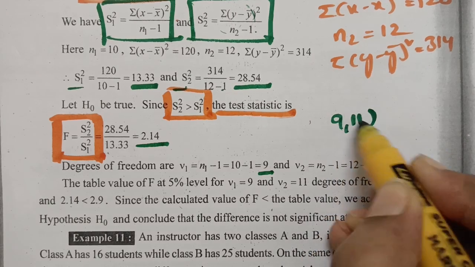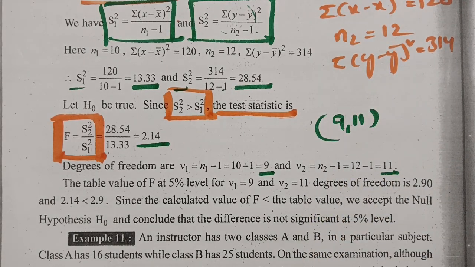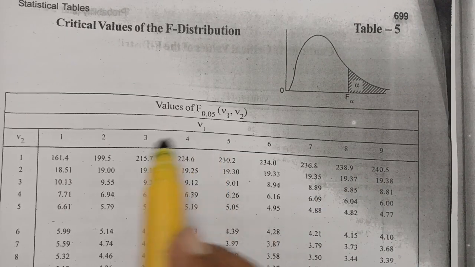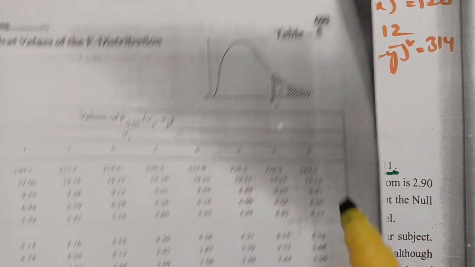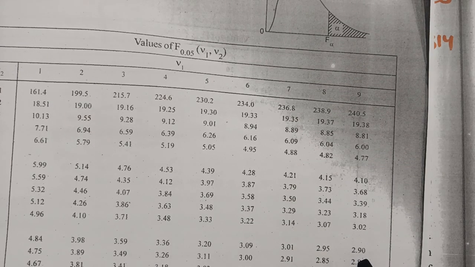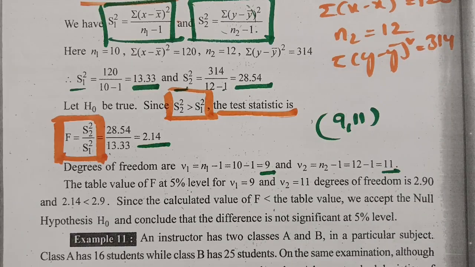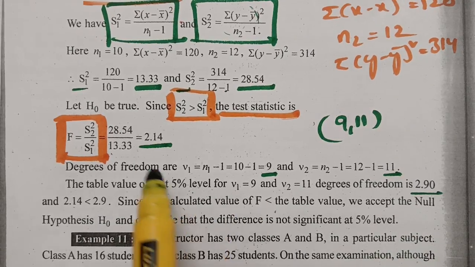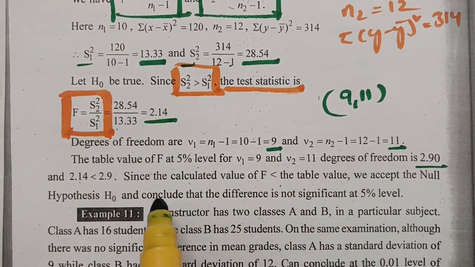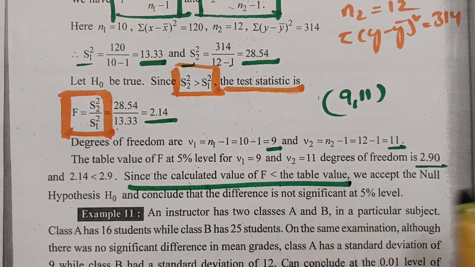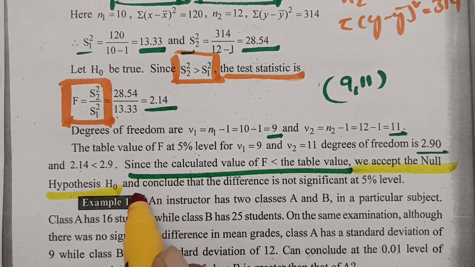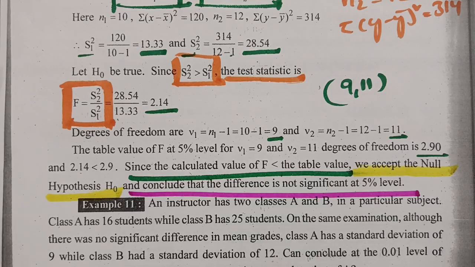At 9, 11, on the F distribution at the 5% level, let me show you the F distribution table. These are all the V1 values. At 9 we have to check, and the next one is at 11. For 9 and 11, the value here is 2.90. Since this is the calculated value and this is the tabular value, 2.14 is lesser than 2.9, and therefore, since the calculated value is less than the tabular value, we accept the null hypothesis H0. And what is the conclusion? We conclude that the difference is not significant at the 5% level.